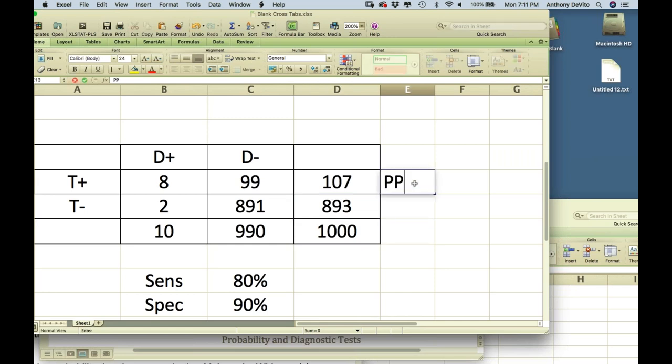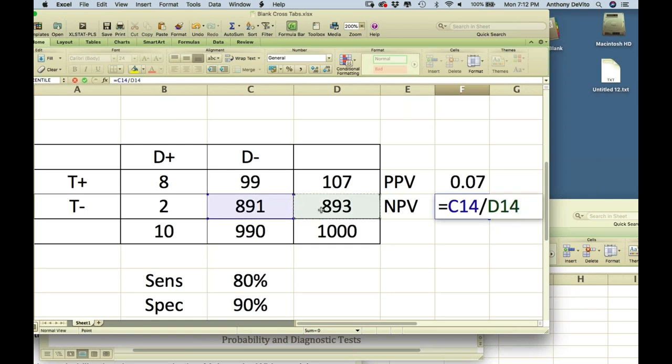Now let's calculate our positive predictive value and our negative predictive value. How many people tested positive? 107. Out of those 107, how many of them actually have the disease? Eight. So it's 8/107, which is equal to 7%. And negative predictive value is going to be equal to 891 divided by 893. So it's even higher. It's rounded off to one, but it's really 99.99 something.